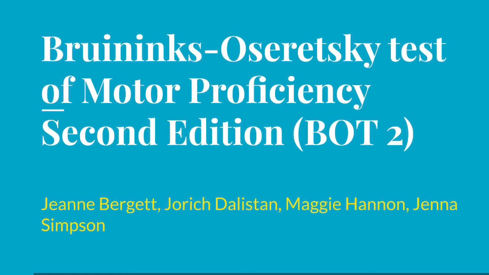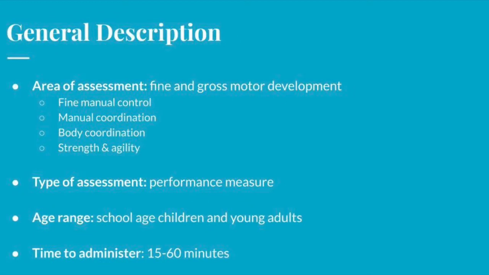So we're going to talk about the Bruininks-Oseretsky test of motor proficiency, second edition, also known as BOT2. The BOT2 is a performance measure assessment that assesses fine and gross motor development in school-age children and young adults. The test addresses 4 major motor areas: fine manual control, manual coordination, body coordination, and strength and agility. The test includes 8 subtests and typically takes 15 to 60 minutes to administer.